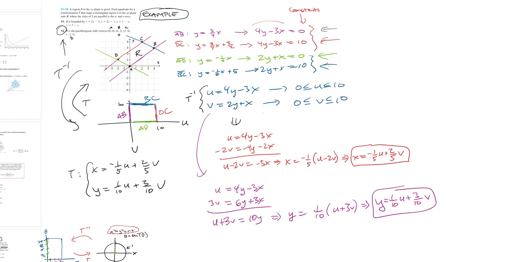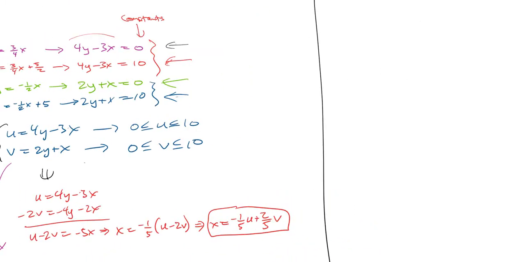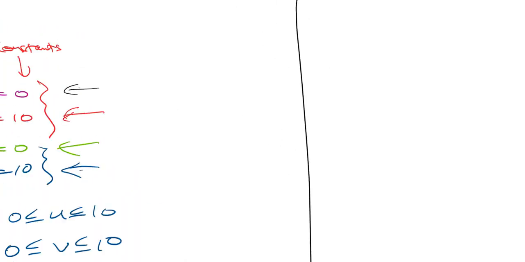Well, let's do it now. All right. So the Jacobian is going to be taking care of that little change in area. So the Jacobian is defined as the following. It's the determinant of this matrix.